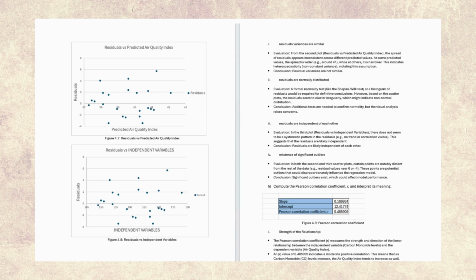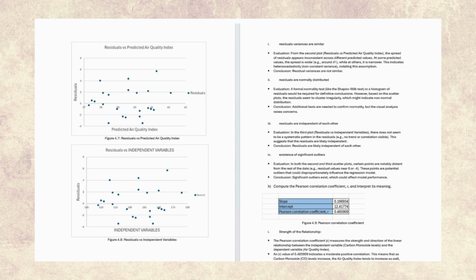Are the residuals independent of each other? In the third plot, residual versus independent variable, there does not seem to be a systematic pattern in the residuals. This suggests that the residuals are independent. For the conclusion, residuals are likely independent of each other.